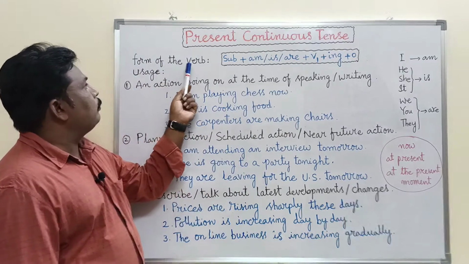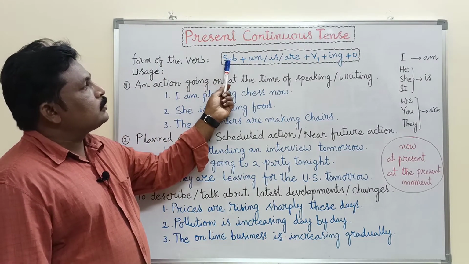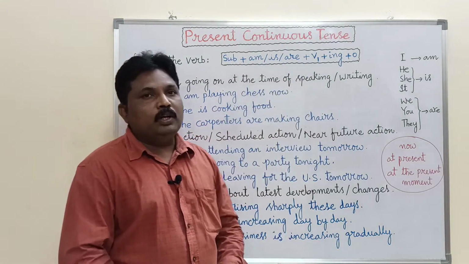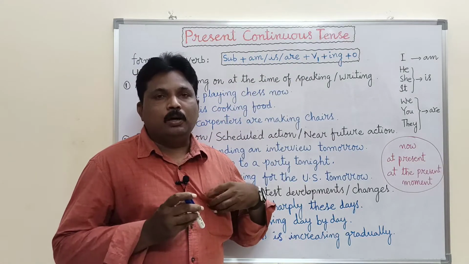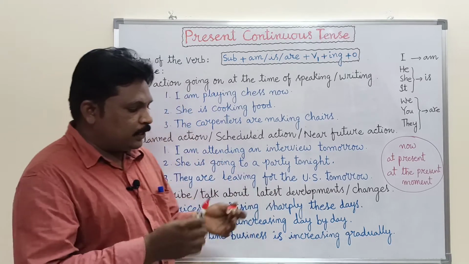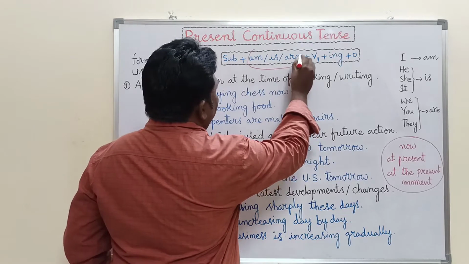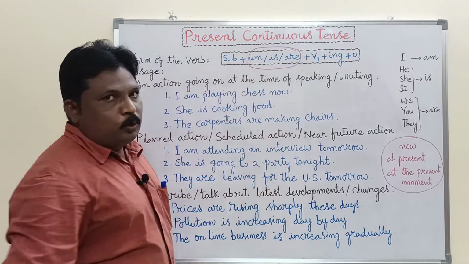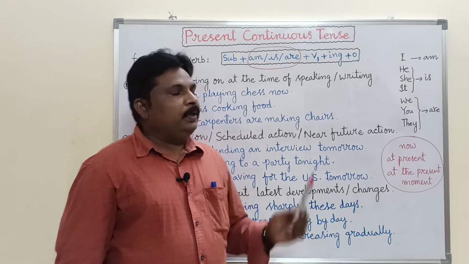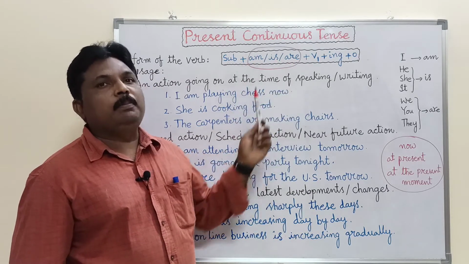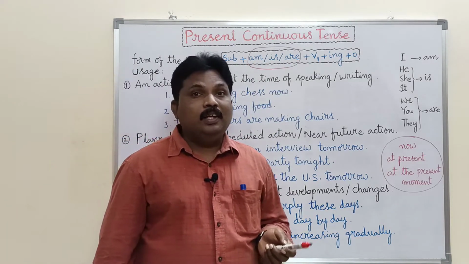Look at the form of the verb. It is subject plus am, is, are plus v1 plus ing form plus object. In this tense we find am, is, are. These three are called helping verbs or auxiliary verbs.